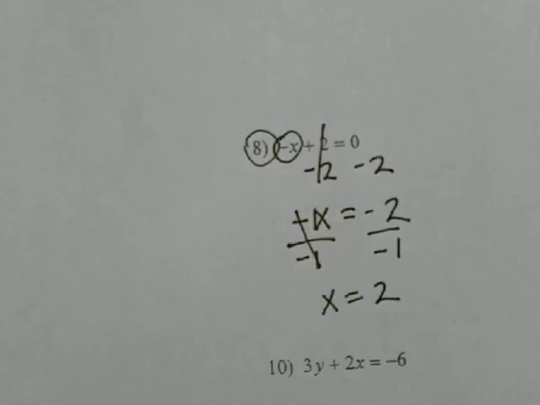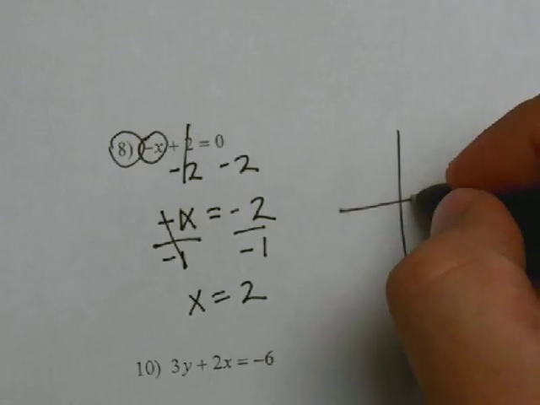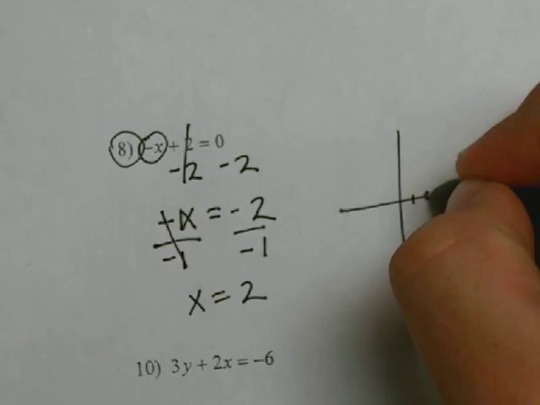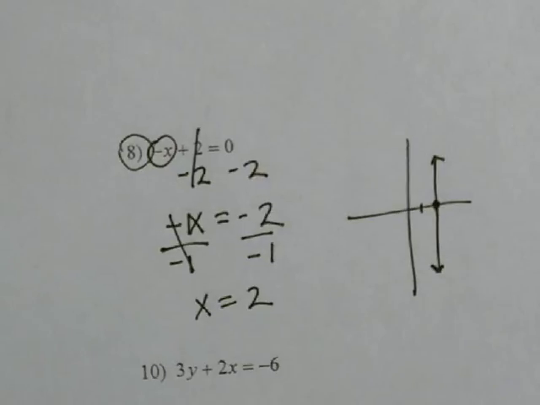So if you can think about this on a graph, it would look like this. On the x, plot that number on that axis, and then it's going to be a line that goes up and down, if you can kind of picture that on a graph. Okay, so that would be it for the front side.